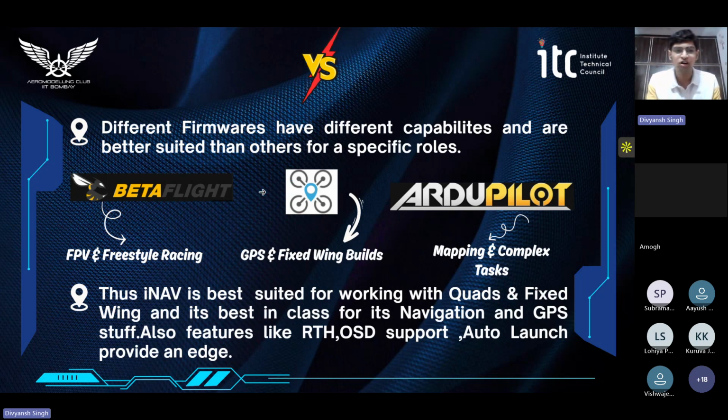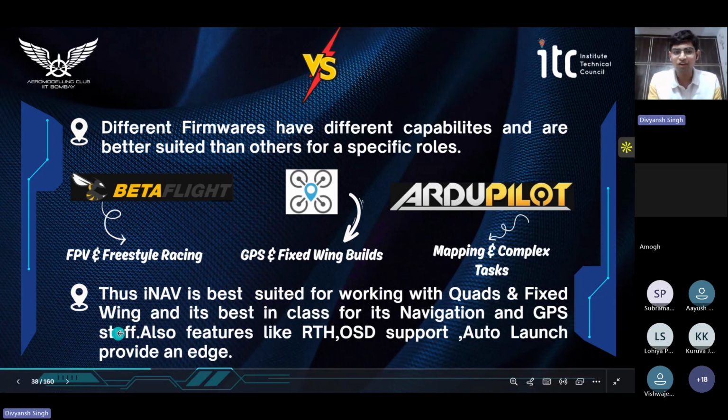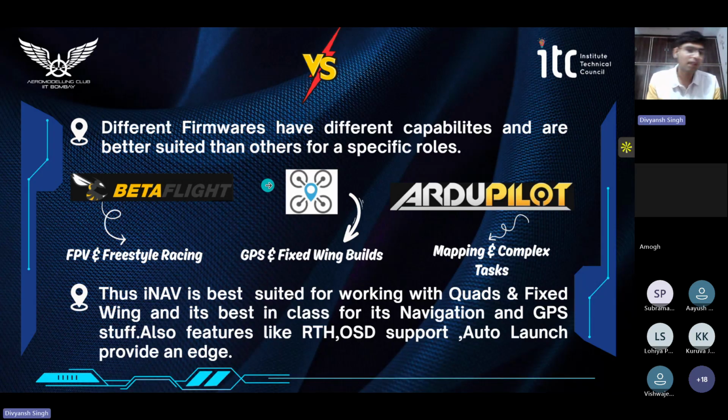It can be used for quad drones, and fixed wing aircraft can also use the software. INAV also has certain important features such as return to home, on-screen display and an auto launch feature, which provide it an edge over the other two firmwares. So now I hope it's clear that we will be using INAV for basically two purposes: first, navigation intensive missions, and next, fixed wing systems.